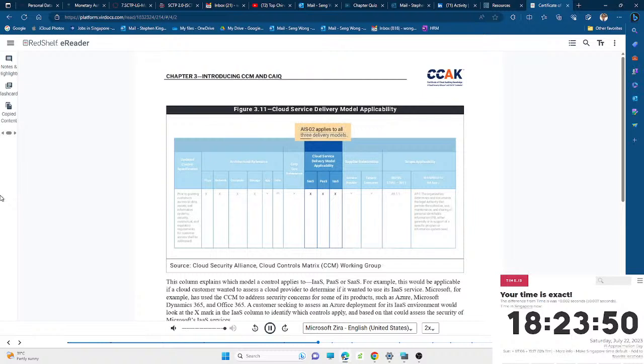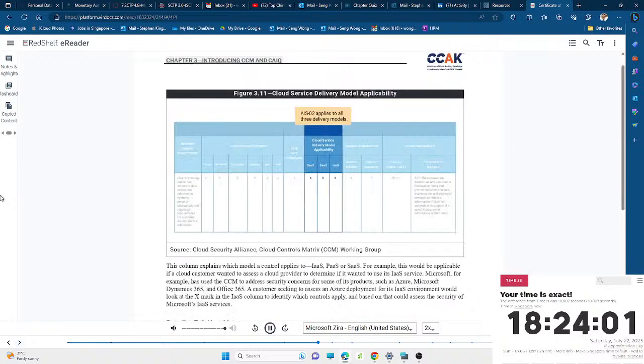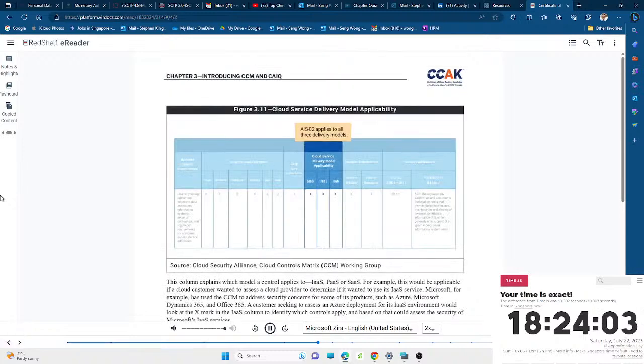XXX ACE02 applies to all three delivery models. Source: Cloud Security Alliance, Cloud Controls Matrix, CCM, Working Group. Certificate of Cloud Auditing Knowledge Study Guide, Copyright 2021 Cloud Security Alliance and CCAK. All rights reserved. Chapter 3, Introducing CCM and CAIQ. Image with the following description: image for page with label 214.